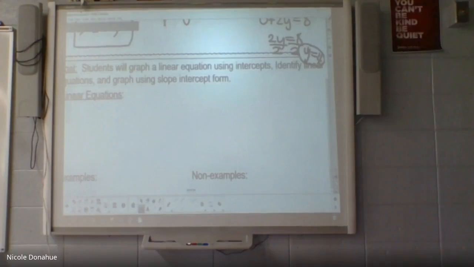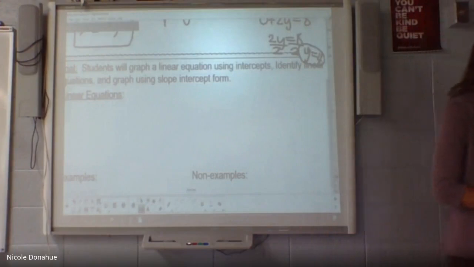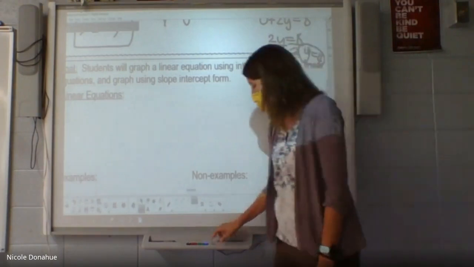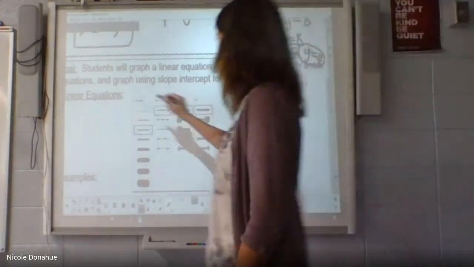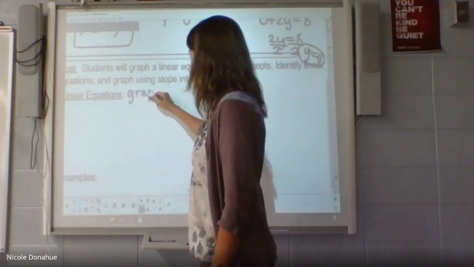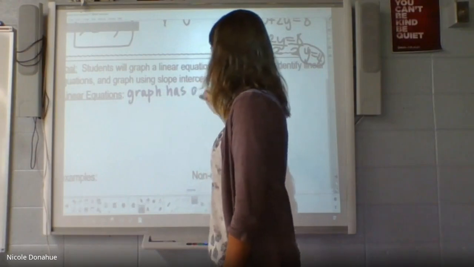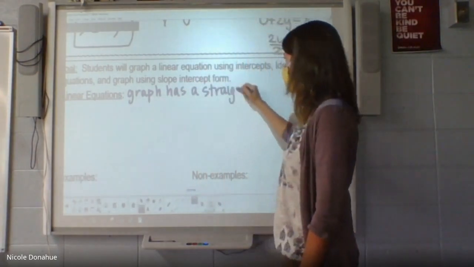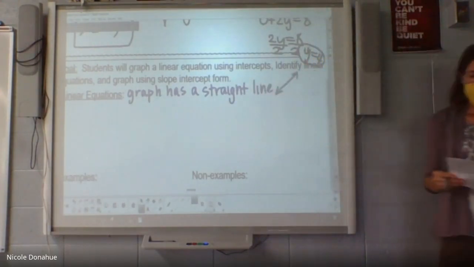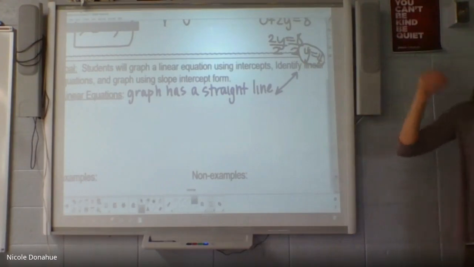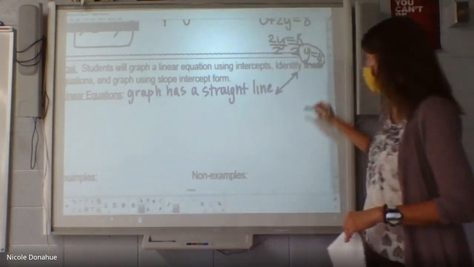So linear equation, tell me something you guys know about a linear equation. What does a linear equation look like when you graph it? The name kind of gives it away. It's a straight line. So when we talk about linear equations, we're talking about straight line graphs. So we don't want a graph that looks like a U, like the one we graphed in our warm-up. A U graph would not be a linear equation.